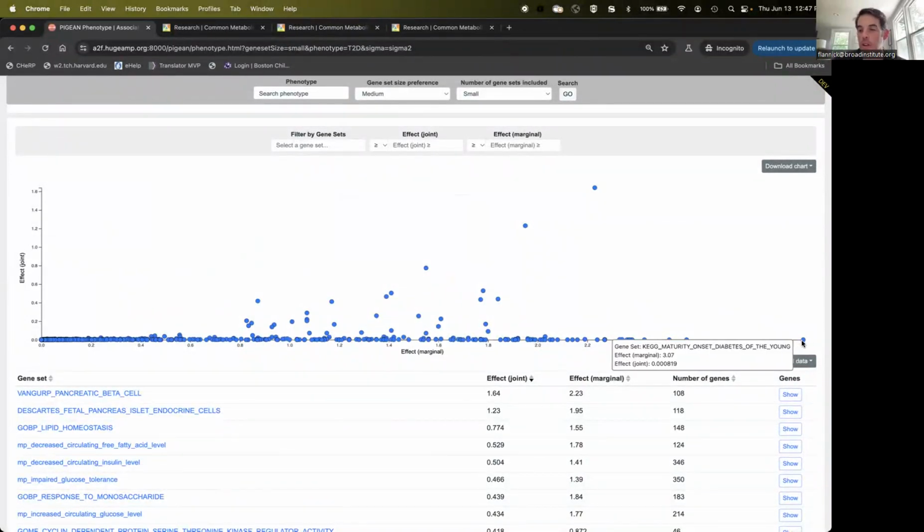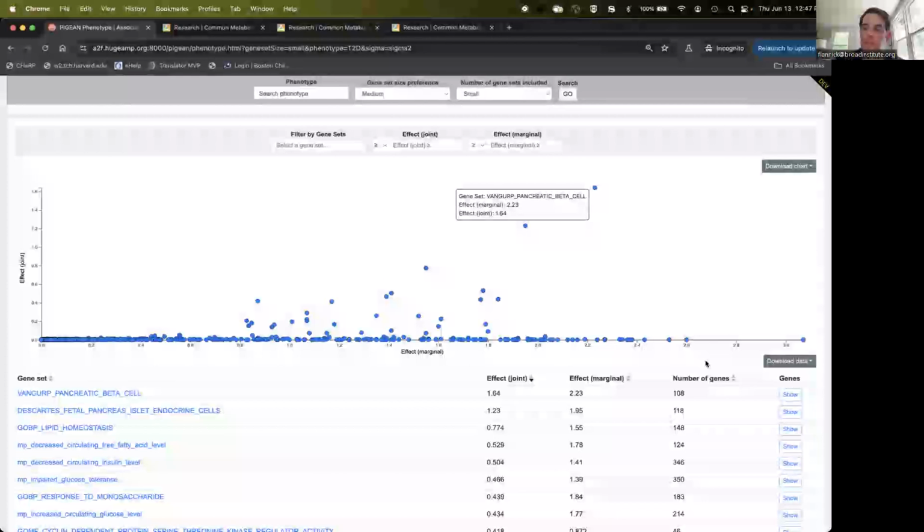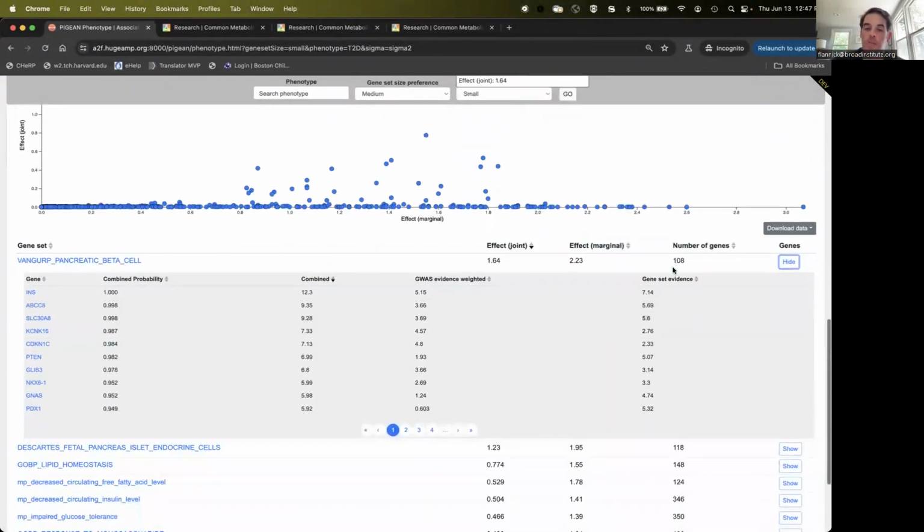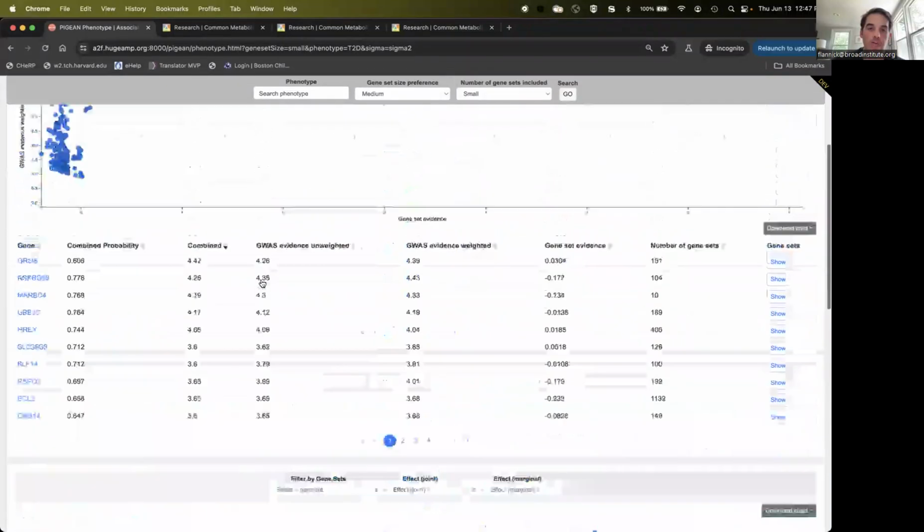There's that KEGG maturity onset diabetes of the young that has an effect in isolation, but is better explained by other annotations. And then the ones that are higher on the y-axis are significant after you control for them. And so again, you can expand these and see the genes that went into it.